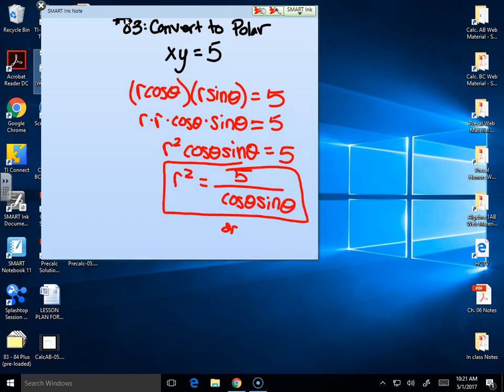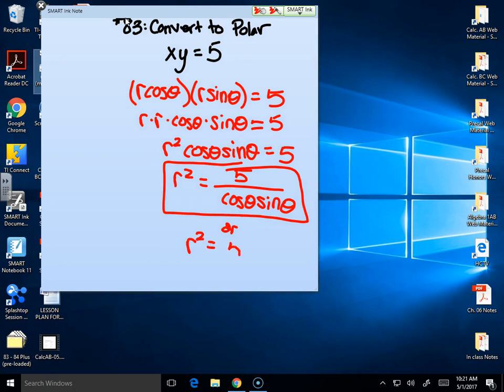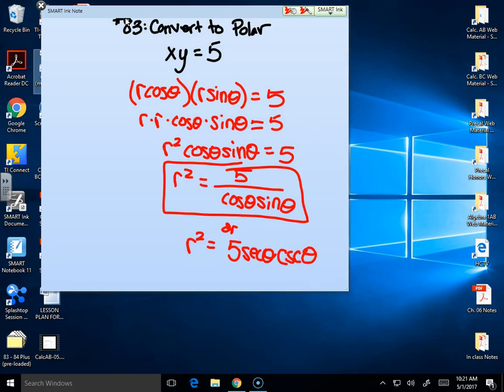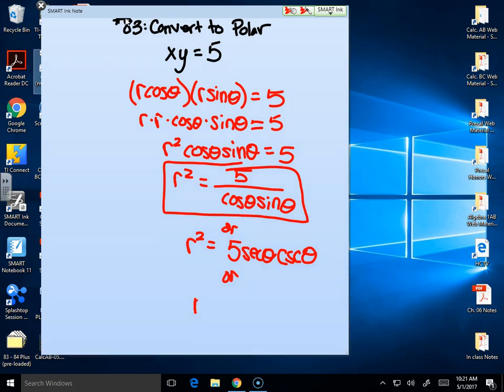They could have simplified and said, hey, by the way, you should know one over cosine is the same thing as secant, and one over sine is the same thing as cosecant. I guess you could have done that. I guess you could also take plus or minus the square root of both sides.